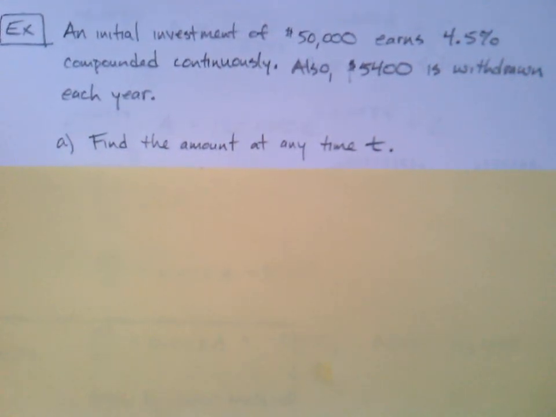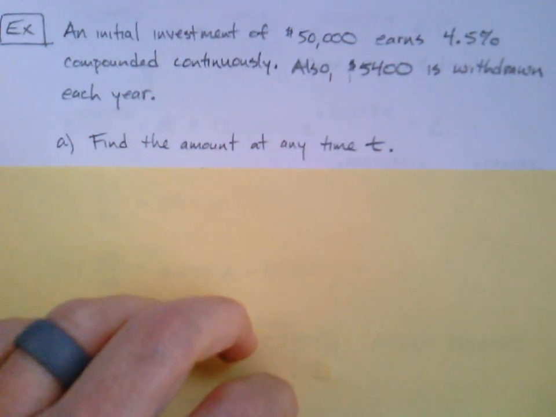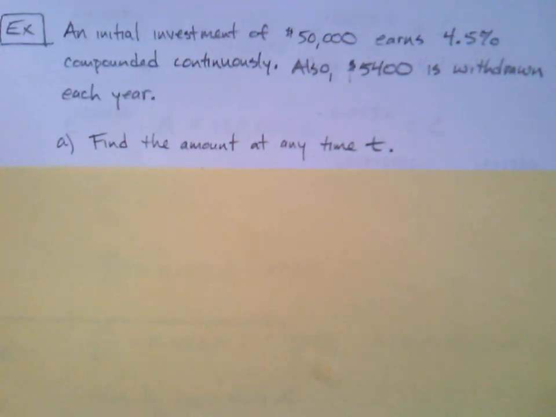Example number 3, an initial investment of $50,000 earns 4.5% compounded continuously. Also, $5,400 is withdrawn each year. Can we find the amount at any time t? Okay, so just recognizing which application you need.